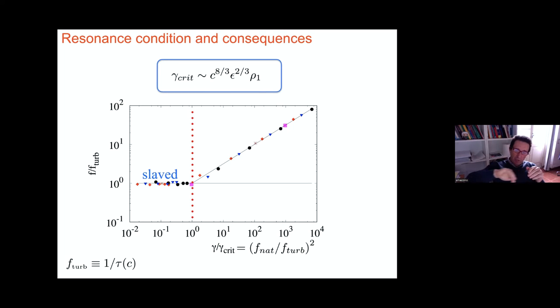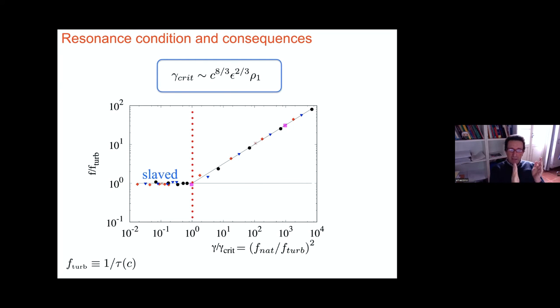But the situation is totally different if you move on the right of gamma. When gamma is larger than the critical value of gamma, as you see, there is a linear behavior. It is a log-log plot, so it's a power law, with exponent one half. So this is the square root of gamma over the critical value of gamma. And this corresponds to the natural frequency of oscillation of your fiber.